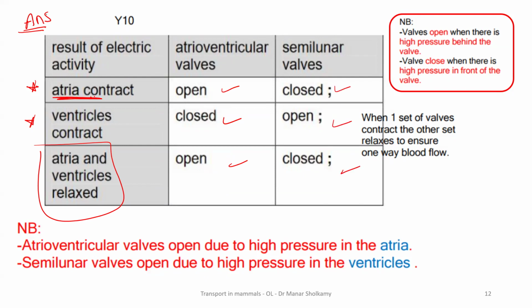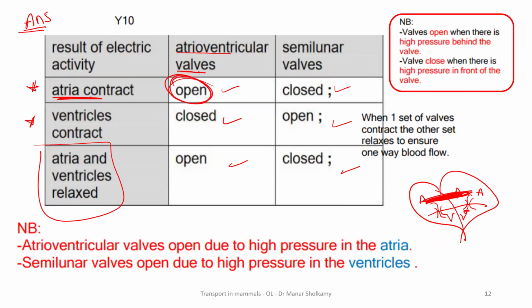When the atria contract, what happens to the atrioventricular valves? Do they open or do they close? They open. Now, I want to make sure that you understand the question. This is the heart again, divided into 4 chambers. I have atria up here and ventricles down here. The atria contract together and the ventricles contract together. When the atria contract, there is high pressure in the atria, and this will cause the atrioventricular valves to open so that the blood moves from the atria to the ventricles. Do you understand this? Yes. Good.